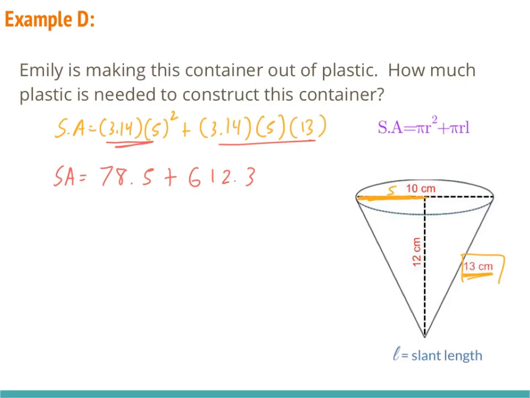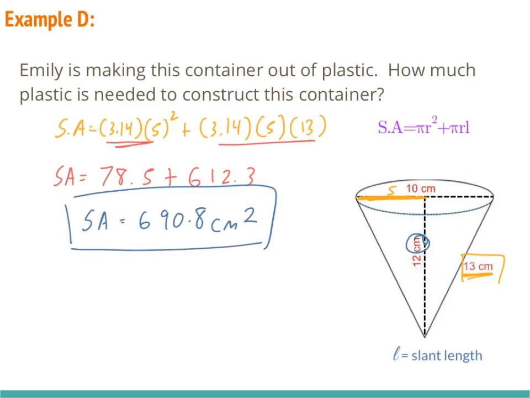So now that I've got those two pieces together, I can just do some adding. So 78.5 plus 612.3 is going to give me a surface area of 690.8. And again, I have to look for my measurement here. Looks like we're dealing with centimeters. So centimeters, and since we're talking about surface area, centimeters squared. So that's our final answer there. And let's move on to example E.